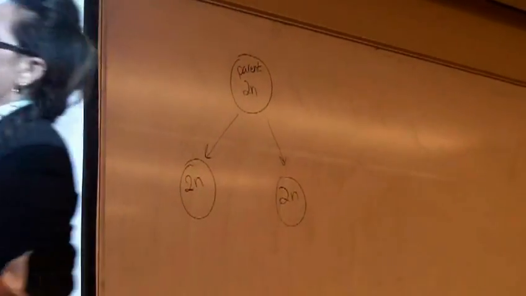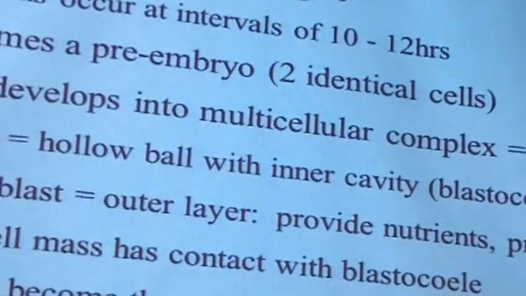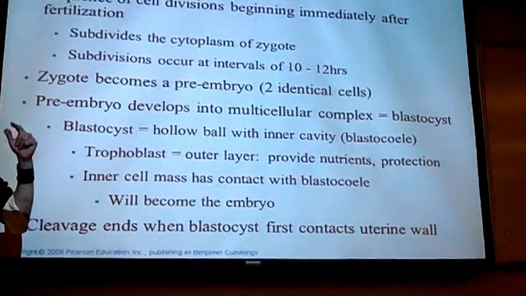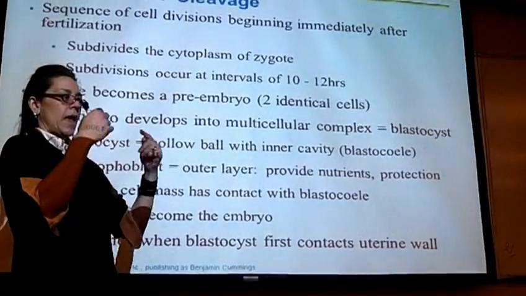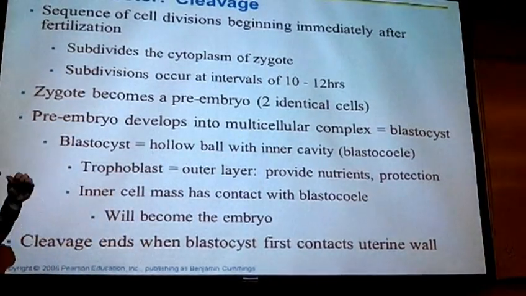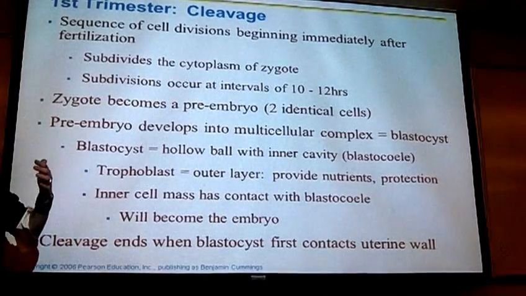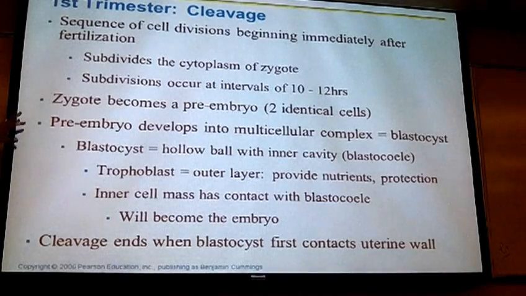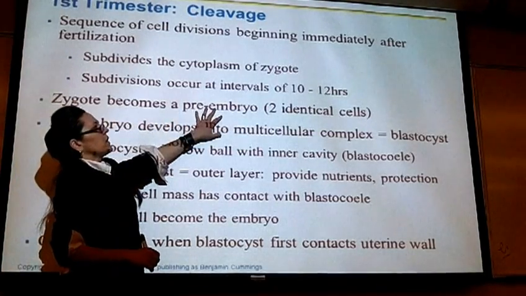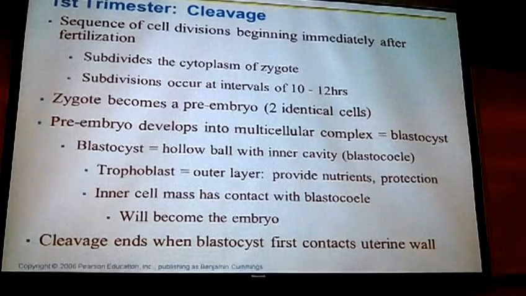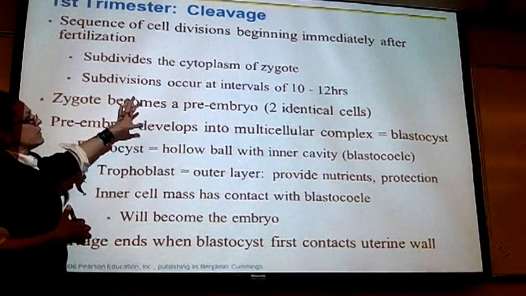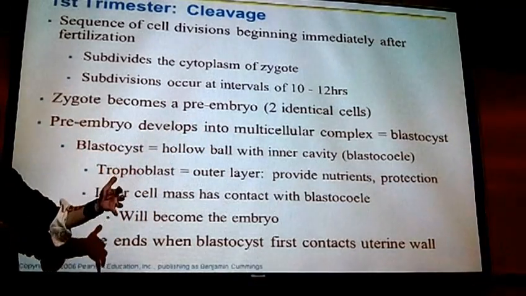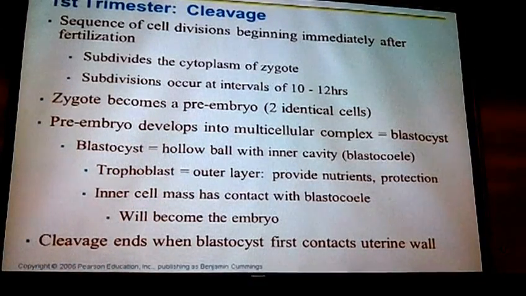Okay. Now, as the zygote is undergoing mitosis, every time it goes through a round of mitosis, you get a new structure that forms. So as we go through these doublings of cells, they have new names, and we're not going to learn every single name. But the zygote is going to become what's called a pre-embryo. That's where the one cell becomes two. These rounds of cell division are taking place in about 12 hours or so. So every round of cell division is about 12 hours in length.